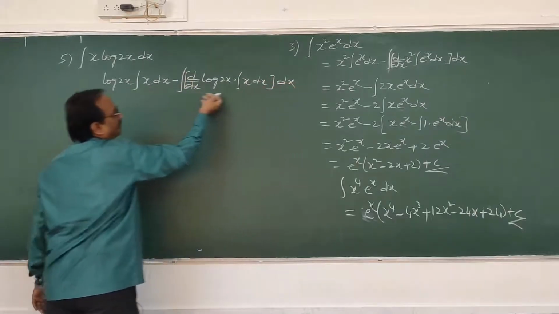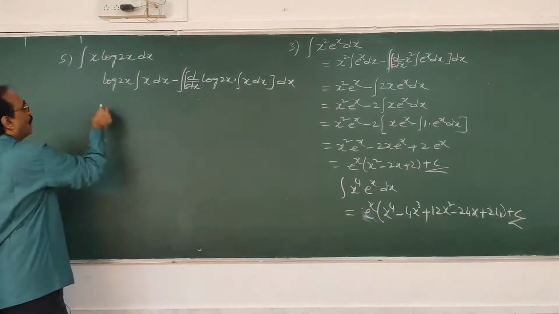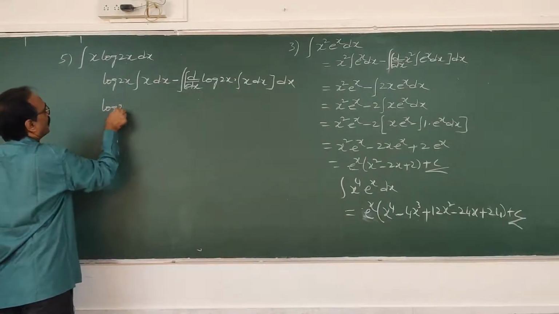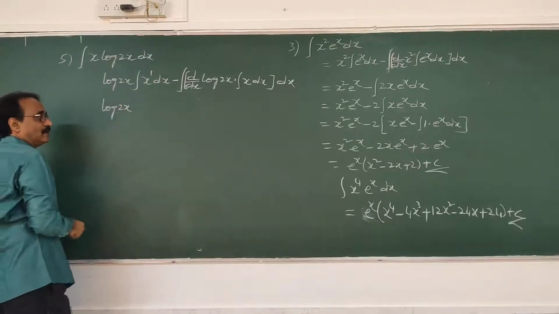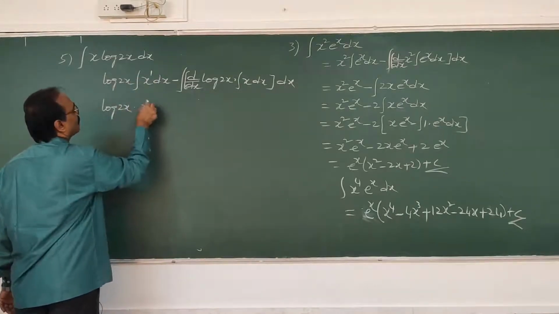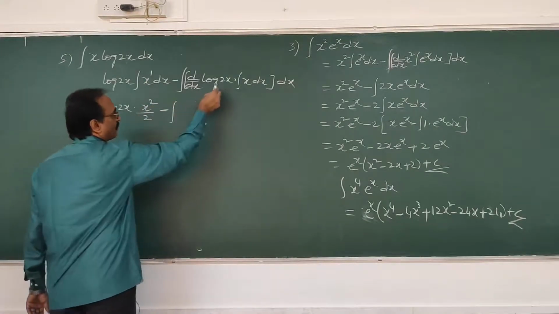After practicing, you can write directly, put the derivative directly and proceed. But now, because we are moving slowly, log 2x. What is the integral of x? x power 1 means x to the power n plus 1, so x square by 2, minus integral of derivative of log 2x.